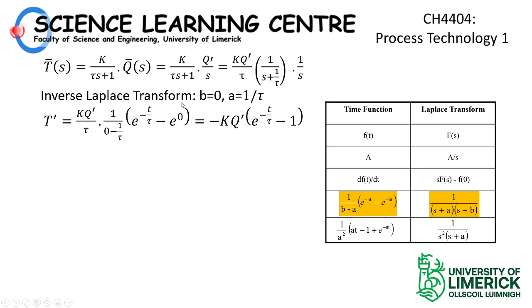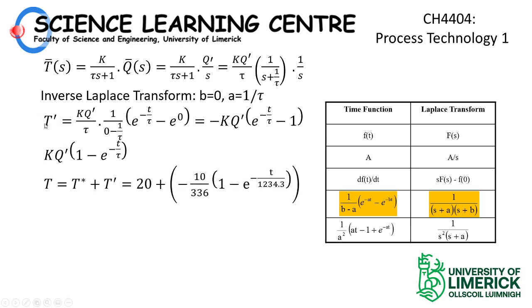E to the power 0 is 1. Now we have a negative sign here that comes out, and 1 over tau in the denominator becomes tau essentially, and it cancels out with this tau here. So we have kq prime minus kq prime times e to the minus t over tau minus 1. Let's bring in this negative sign here, so we get 1 minus e to the minus t over tau, and that is our response curve. Kq prime times 1 minus e to the power minus t over tau. But that is T prime, that's the deviation variable.